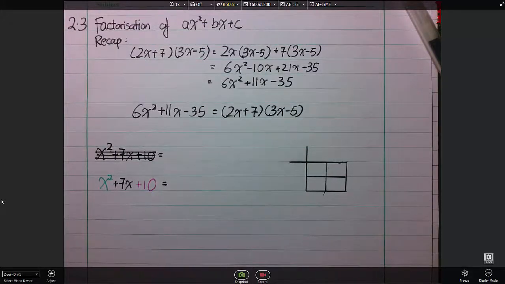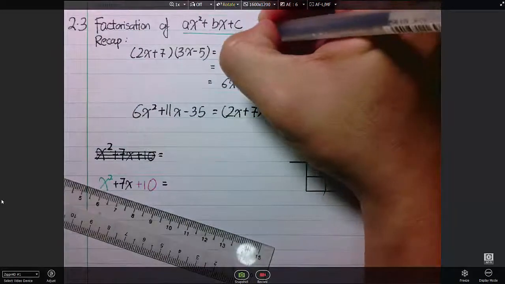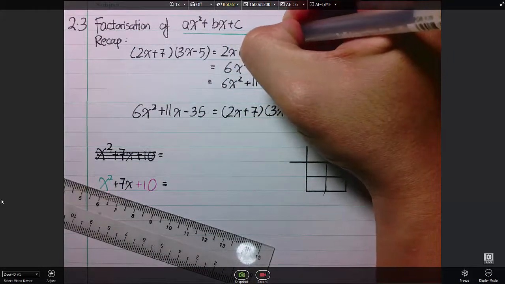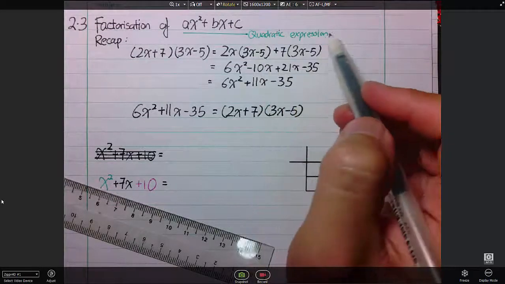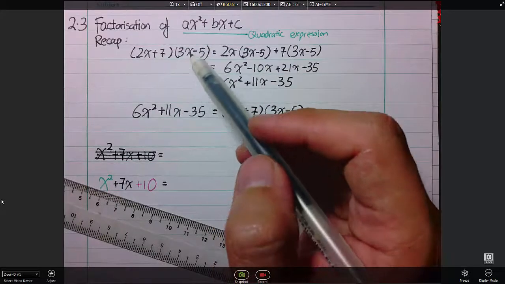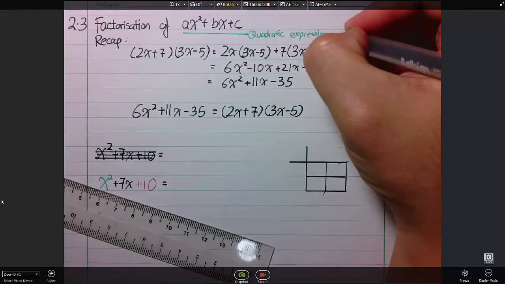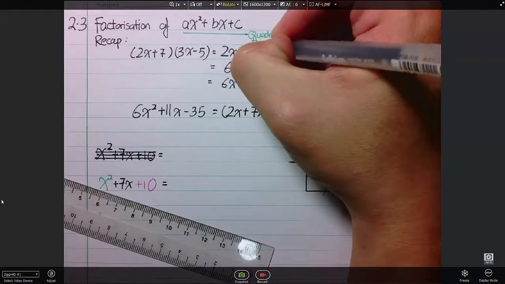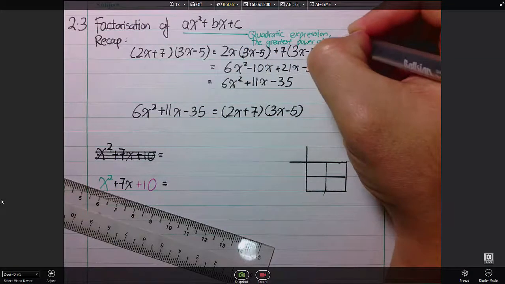Alright, today I want to introduce you to 2.3 factorization of ax squared plus bx plus c. Ax squared plus bx plus c is known as a quadratic expression. Let me underline that for you. Why is it known as a quadratic expression? The word quadratic expression tells us that the greatest power of x is 2. This is x squared, so for a quadratic expression, the greatest power of x is 2.